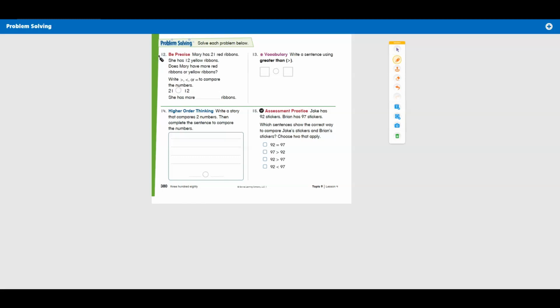It says, be precise. Mary had 21 red ribbons. She has 12 yellow ribbons. Does Mary have more red ribbons or yellow ribbons? Write greater than, less than, or equal to compare the numbers. For number 12, you will write the symbol in the circle and then in the blank, write red or yellow for which ribbons she had more of.